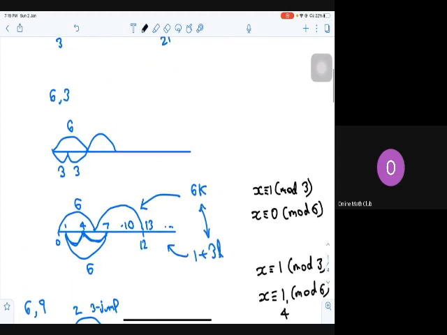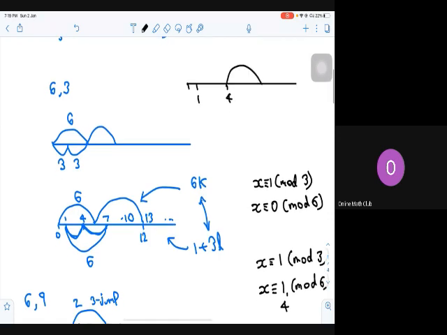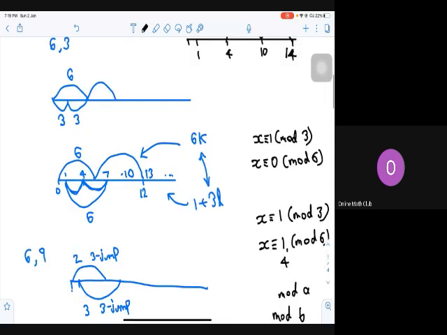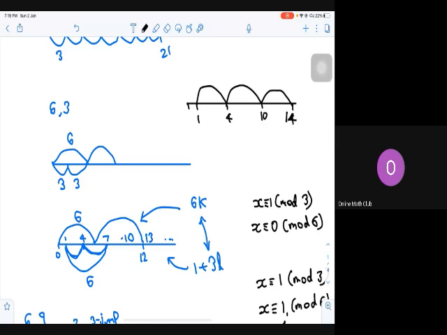So what would happen over here is, if you start at 1 and 4, so for a jump of length 6, if you start at 4, you go to 10, you go to 14, and for 3, if you start at 1, you will end up over here, 3, then 7, then 10, then 13.